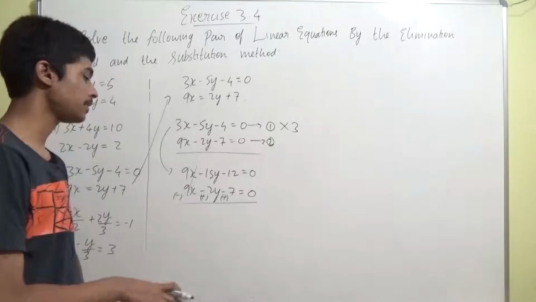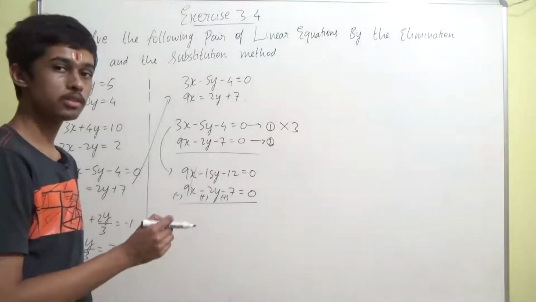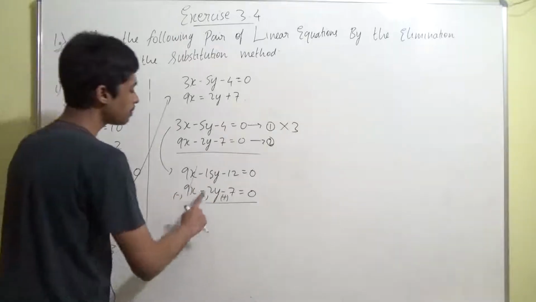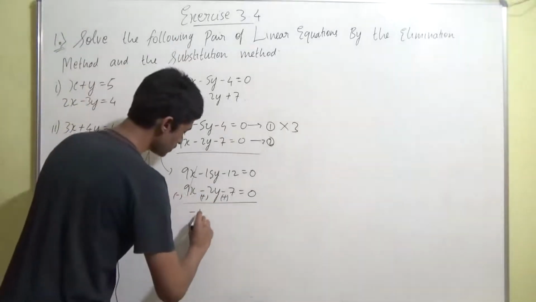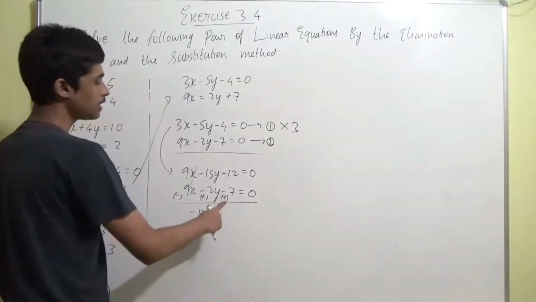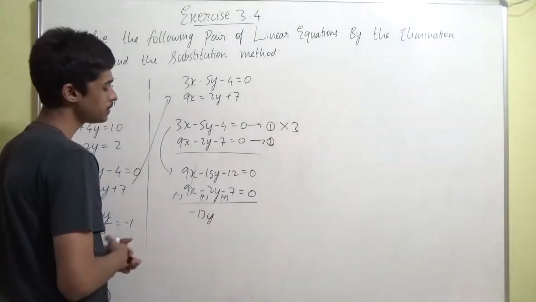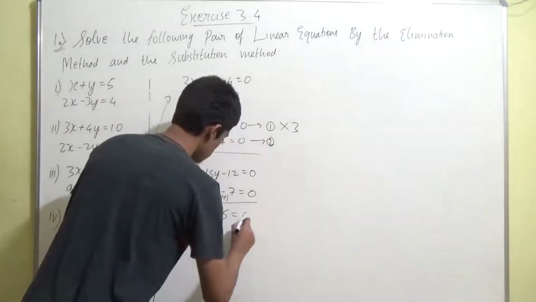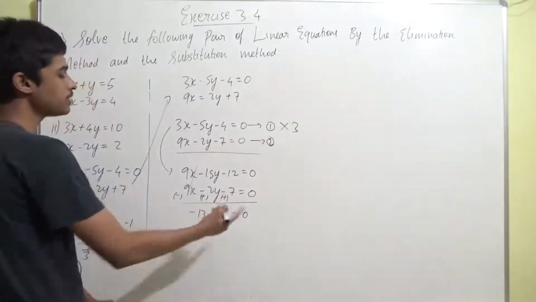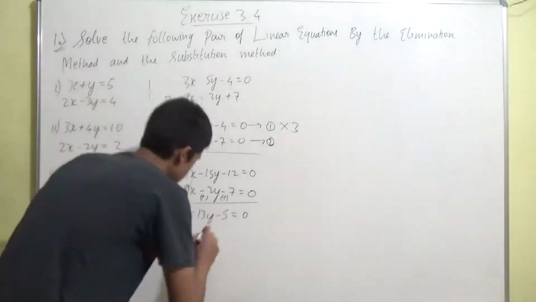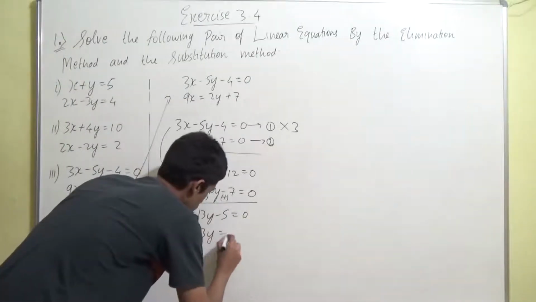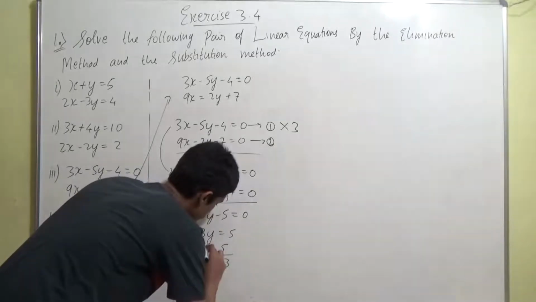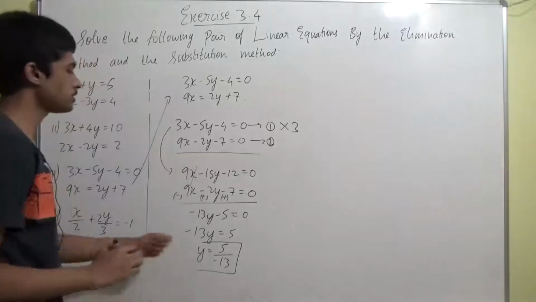That's very important, right? These are the small things where you might end up doing wrong in your exams. So this will become minus 15y plus 2y, which is nothing but equal to minus 13y. And here it becomes minus 12 plus 7, which will become minus 5 equal to 0. So here we will take the numerical part to the other side, it will become minus 13y equal to 5. Then y will become equal to 5 by minus 13. Right, so this is the value of y.